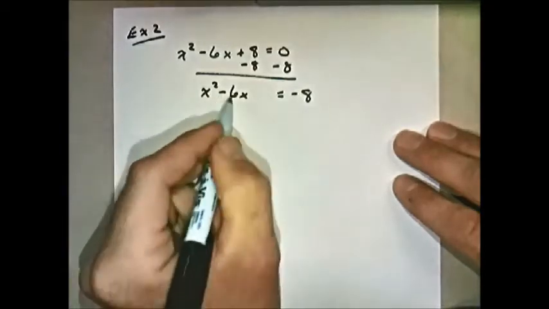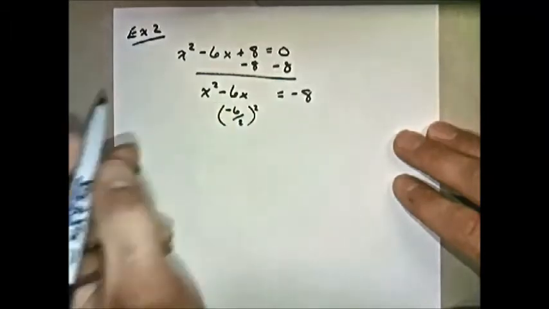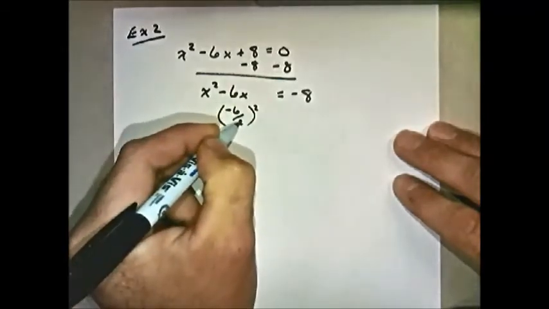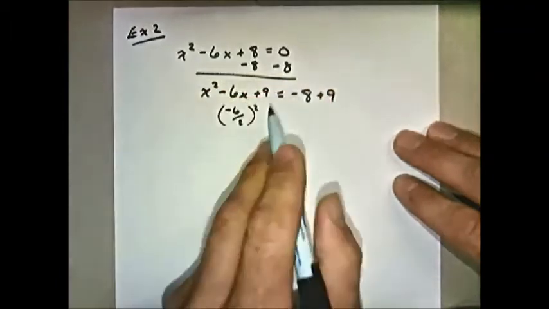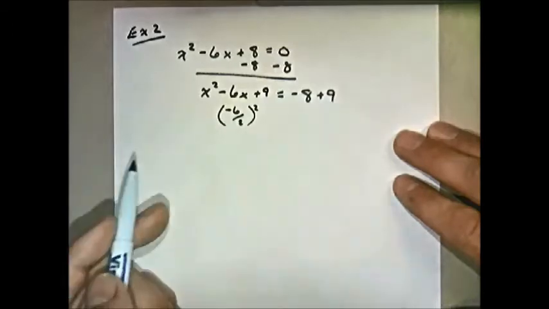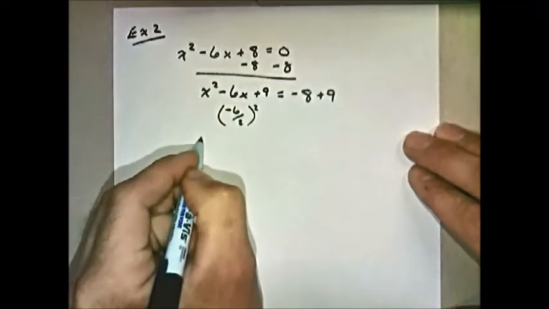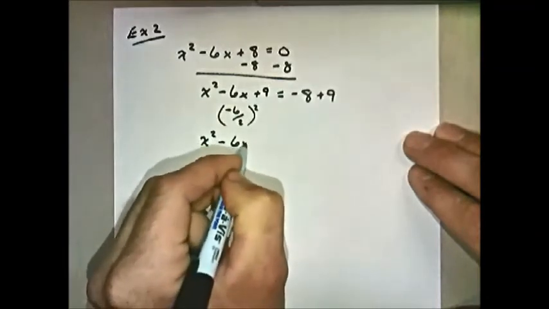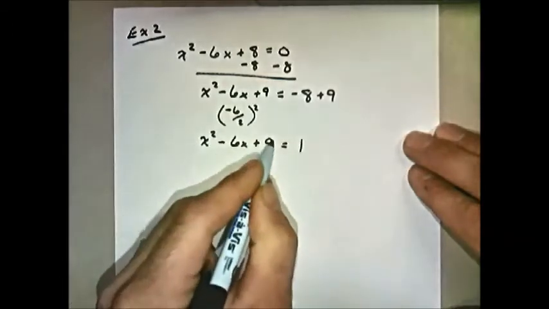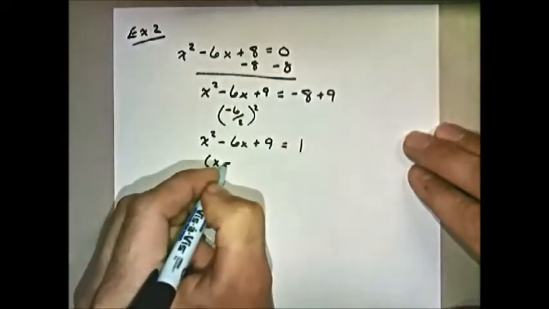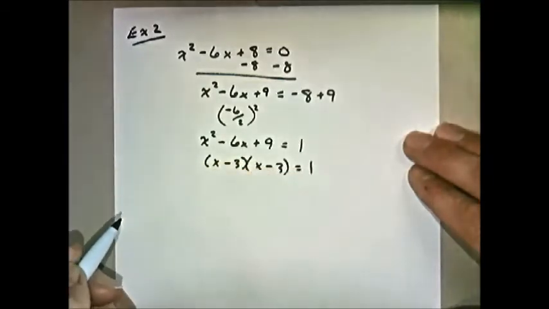Take my negative 6, dividing it by 2, and squaring. Negative 6 divided by 2 is negative 3, squared is 9. So I'm going to add 9 to my space and to the right side. I can go ahead and simplify. So I get x squared minus 6x plus 9 equals 1. And I can go ahead and factor. I get x minus 3, x minus 3 equals 1.